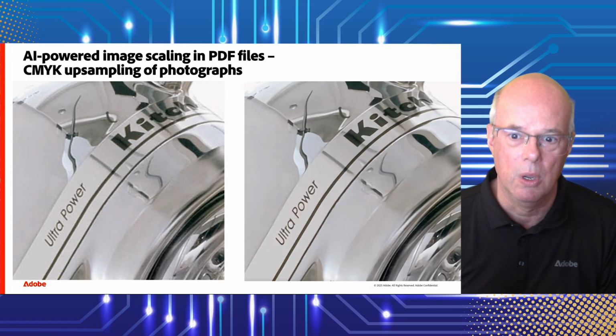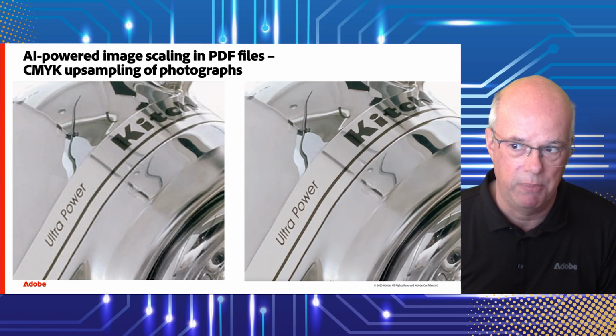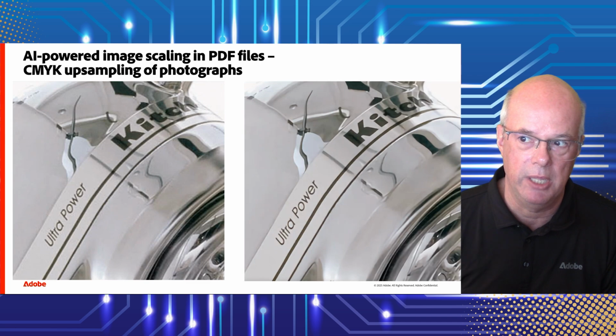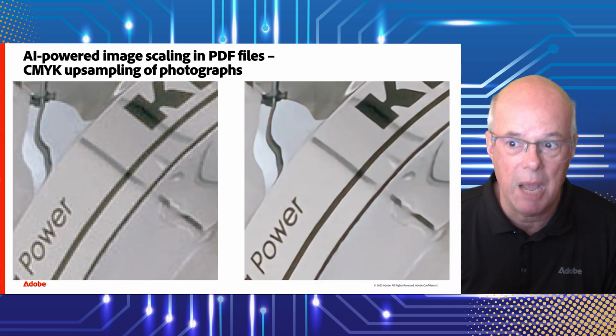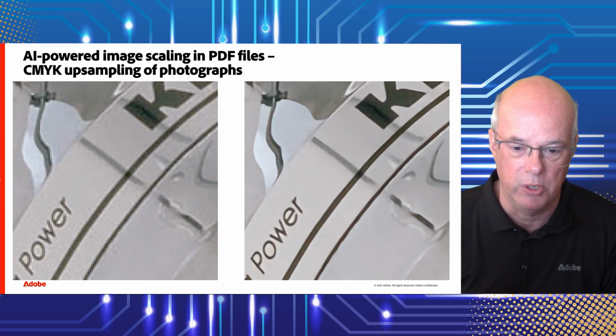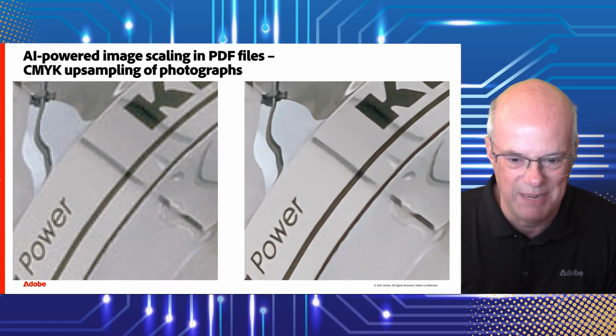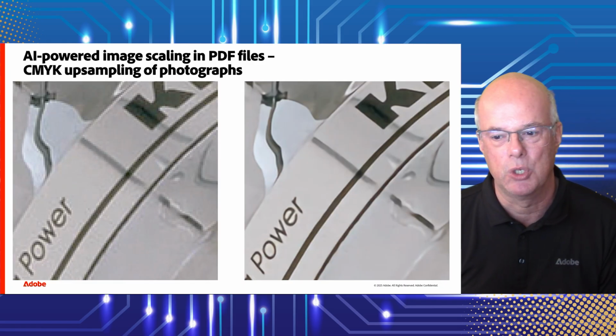What we're able to do with the power of AI inside Adobe Print Services is to take those images within PDFs, even if they're in CMYK, and restore them effectively, upsampling those photographs to put in a lot more detail. So I've zoomed in here to see this image. You could see on the left-hand side, it was quite pixelated.